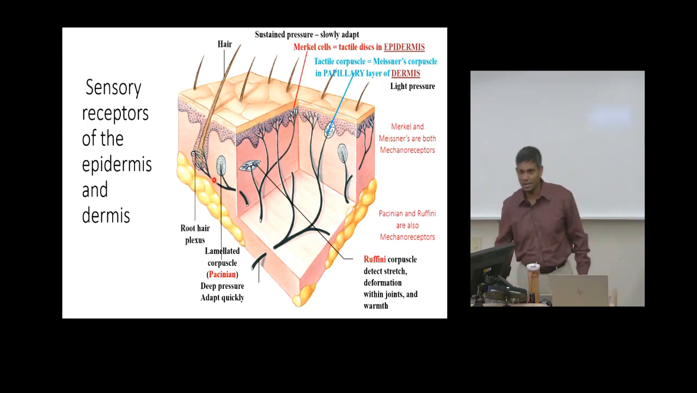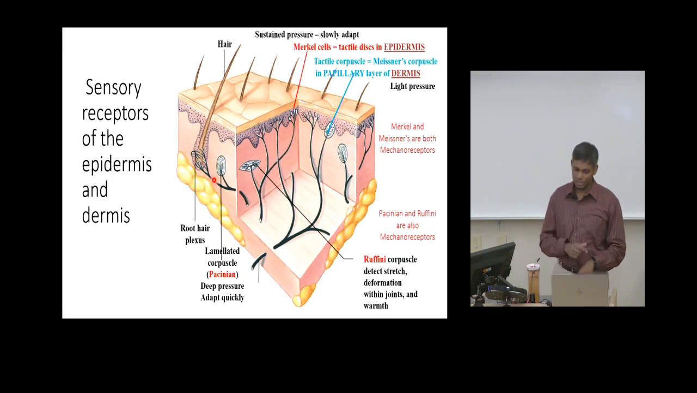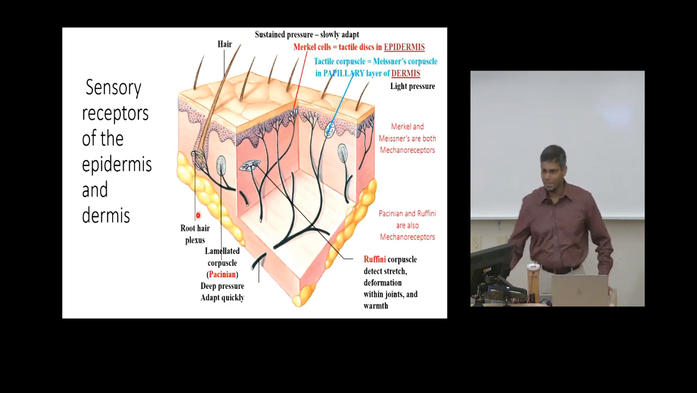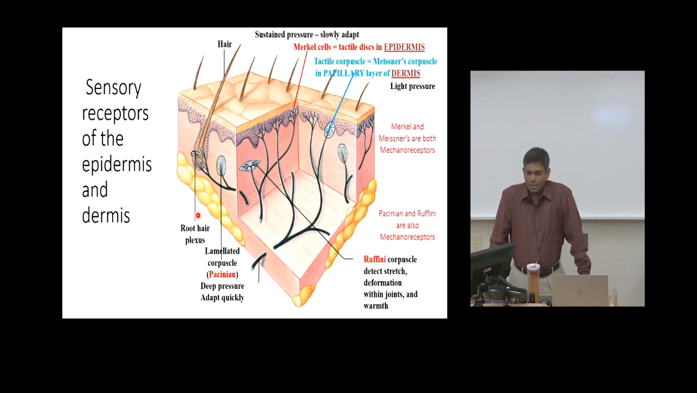This is a group of nerve fibers which will innervate the ends of the hair follicles. And if something were to touch your hair and you detect it, it's because of these root hair plexus. The one type of sensory receptor not shown in this slide are free nerve endings, which can detect pain.